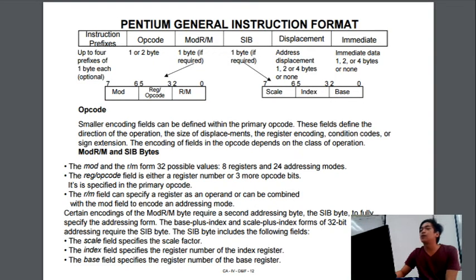Pentium general instruction format. Instruction prefixes: up to 4 prefixes of 1 byte each. An opcode of 1 or 2 bytes. A ModRM, if required, is 1 byte, composed of mod, register/opcode, and RM. A SIB, if required, is also 1 byte, and it has scale, index, and base. A displacement, address displacement of 1, 2, or 4 bytes, or none. Immediate data of 1, 2, or 4 bytes, or none.